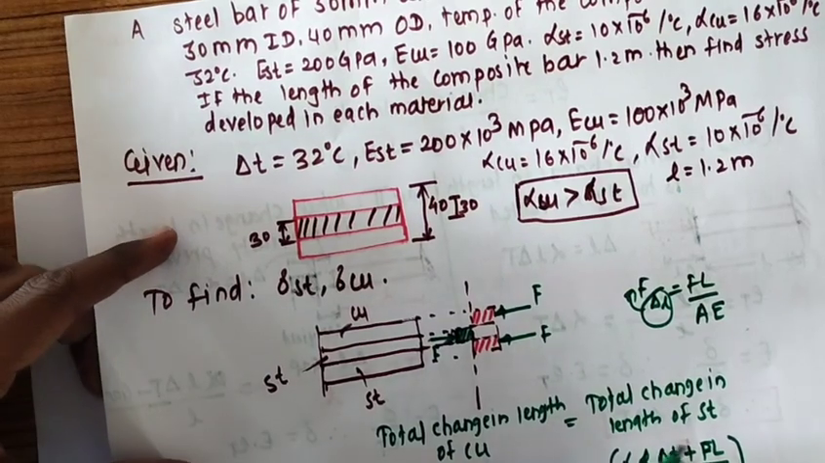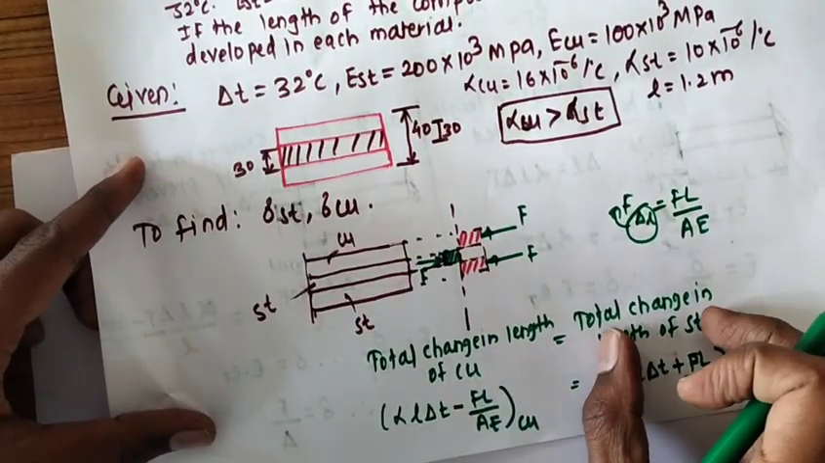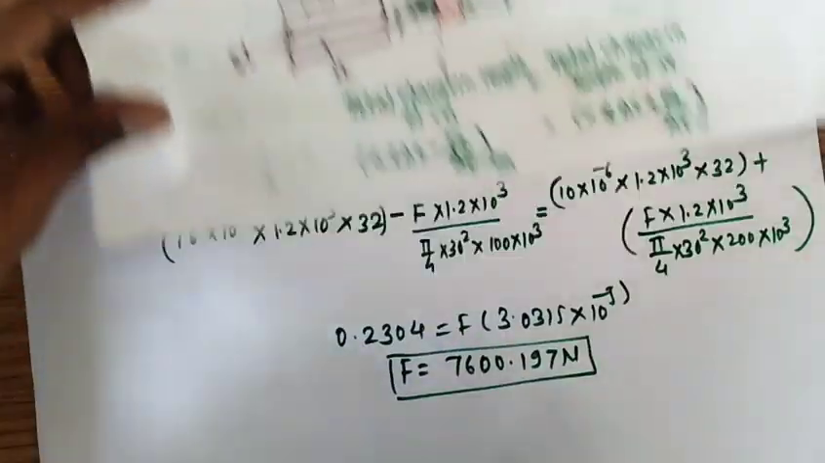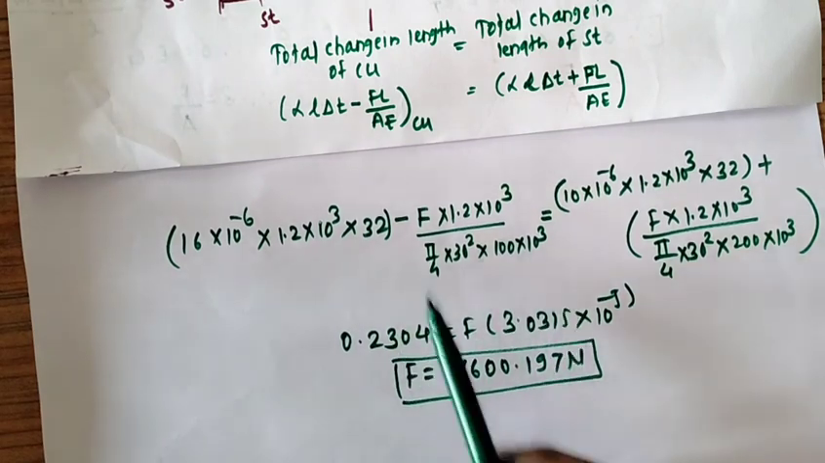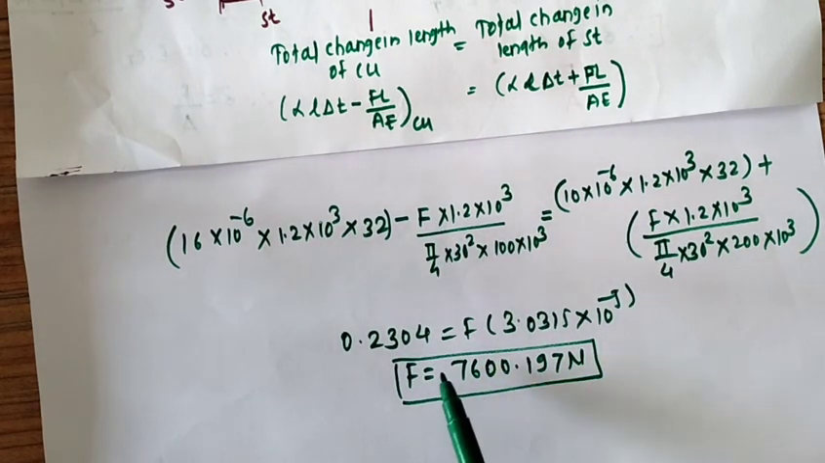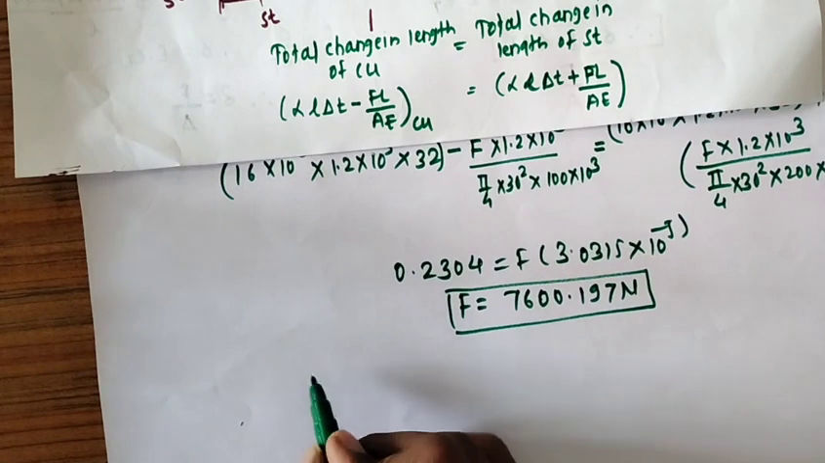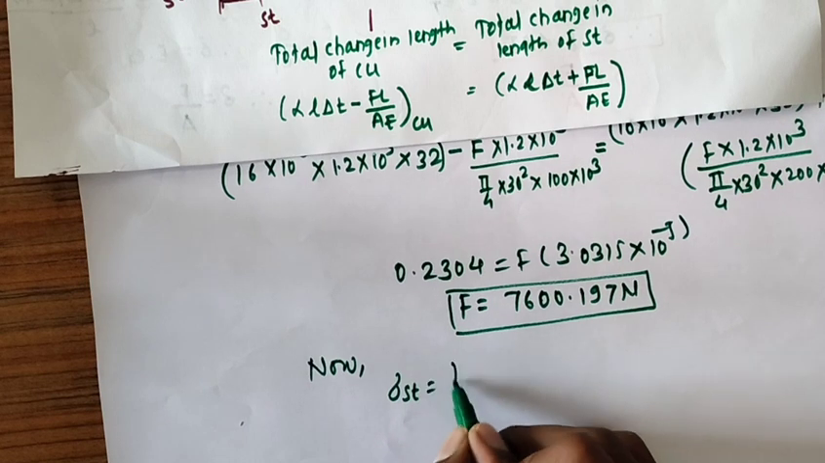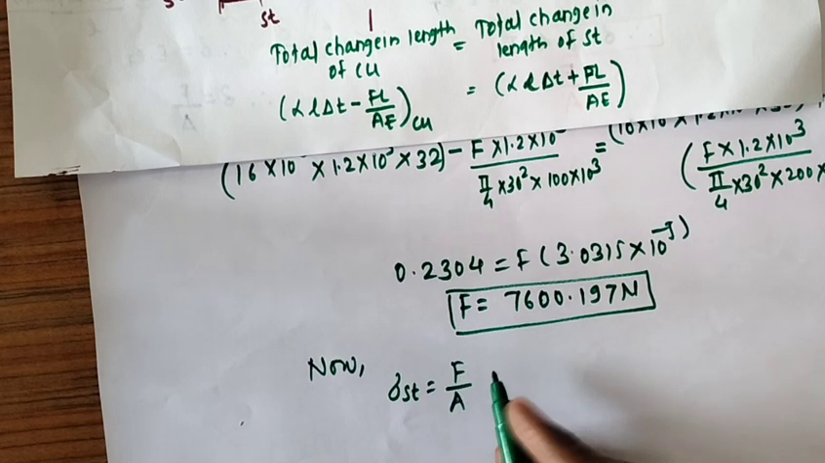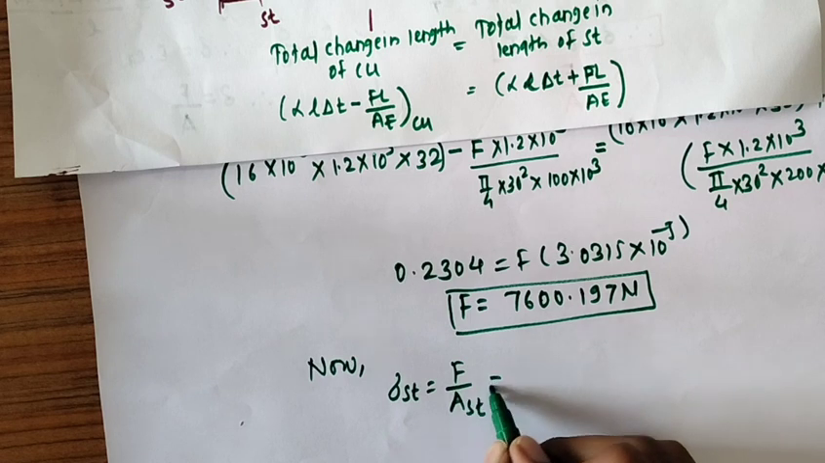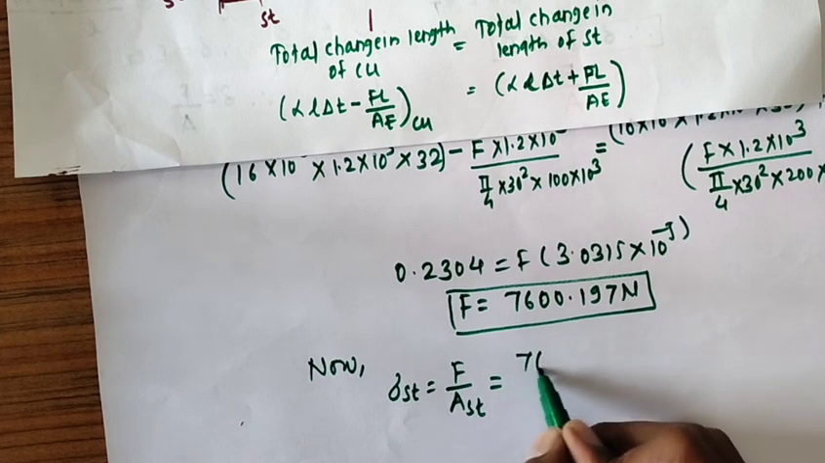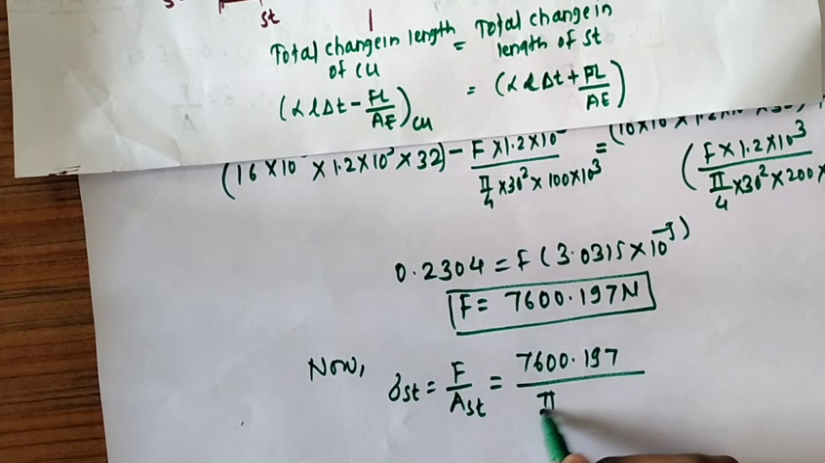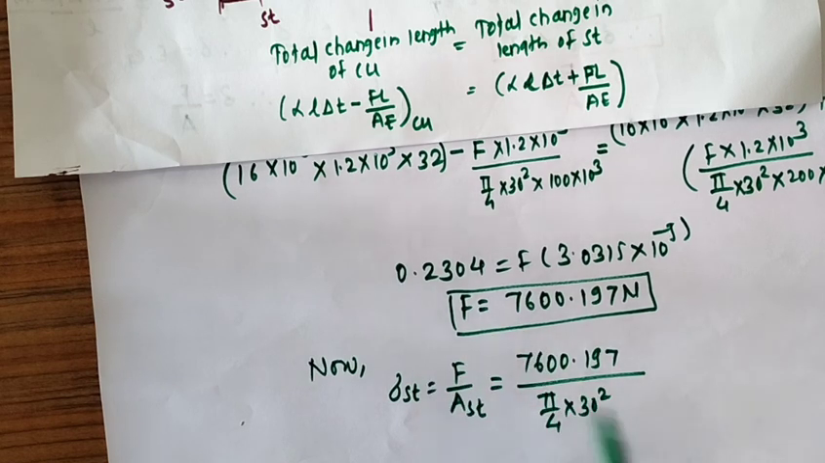What did we consider? The total change in length of Cu is equal to the total change in length of steel. In steel there is expansion, while in copper there is compression. By equating these two values, the unknown term is F only, so we get the F value. Once F is known, let's say stress in steel is equal to force upon area. Force is known to us, 7600.197, upon area. Area of steel is pi by 4 into 30 square because it is solid.